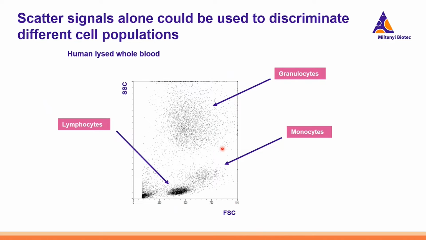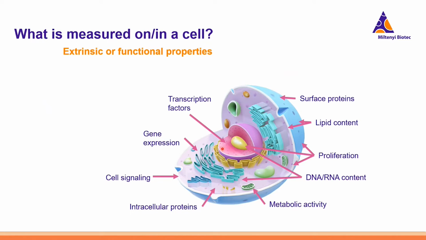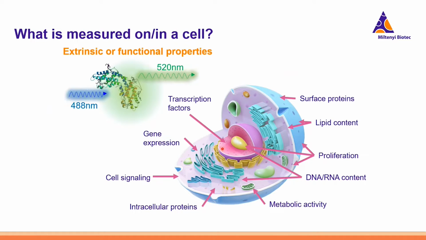Well, quite often we want to look at more than just intrinsic physical properties. We want to look at extrinsic physical properties or functional properties, and we do that by adding fluorescence to a cell. And when we add fluorescence, we can look at different things like gene expression and intracellular proteins, metabolic activity, cell proliferation, lipid content, as well as surface proteins.